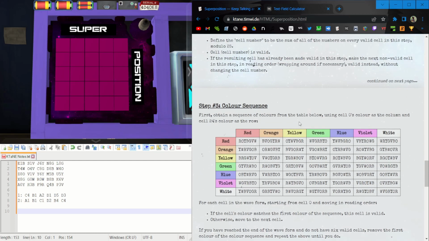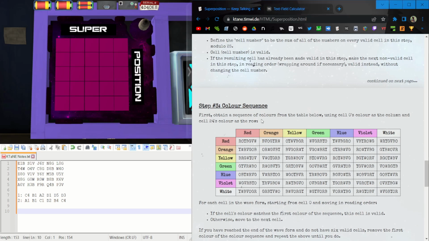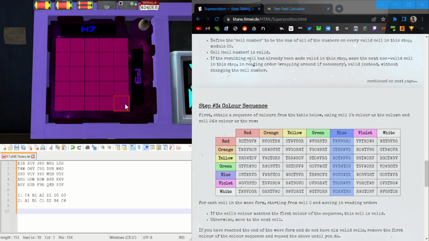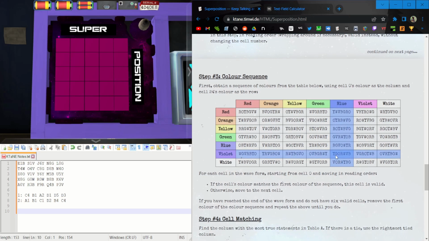Next is our color sequence for step 3. What we need to do is find the color of cell 0, the top left corner. In this case it's blue, and blue is going to be the column. So we highlight this column that has blue in it and find the last cell. In this case the color is violet on the display on the right here, so we use that as the row. So we get a color sequence. In this case it's yellow, green, orange, red, white, violet, blue.